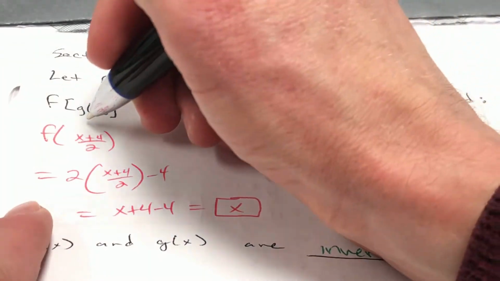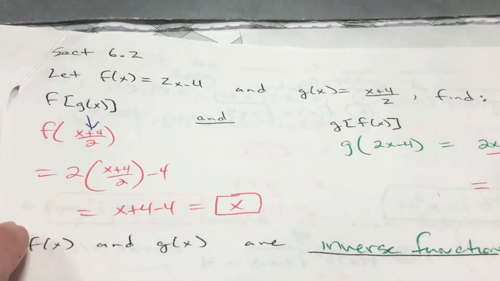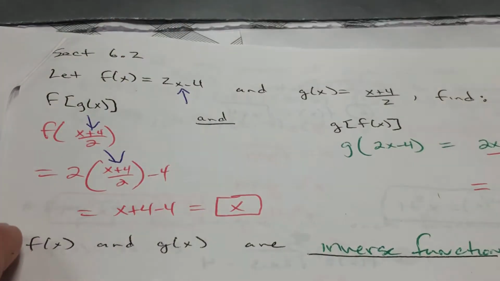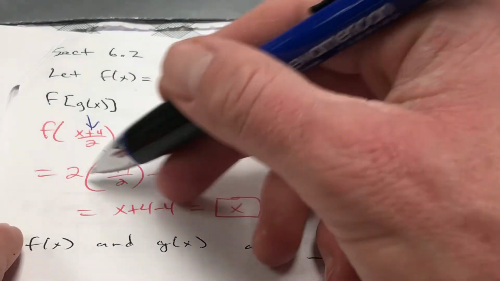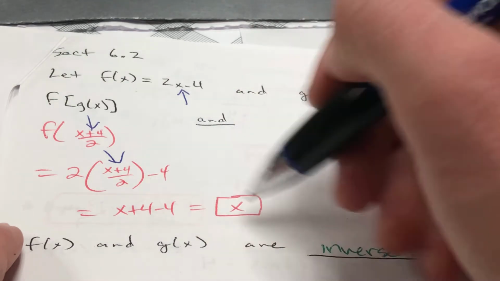So again, g of x is x plus 4 over 2. So I'm going to plug that in for x right there. So it's going to be 2 times what I'm plugging in for x minus 4. The 2's will cancel, leaving me with x plus 4 minus 4, which is x.